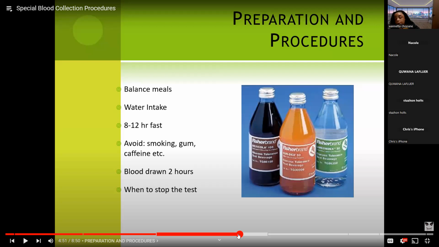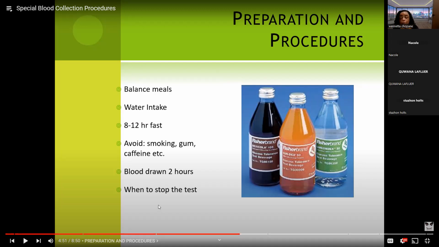Okay, simple. They need to be fasting, nothing to eat or drink by mouth. They need to be fasting 8 to 12 hours. Okay, and they drink this sugary drink, and then you need to know when to draw their blood after they finish drinking the drink, which is typically 2 hours. And the video also mentioned when to stop.